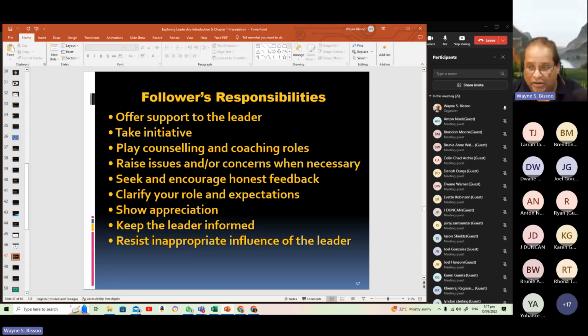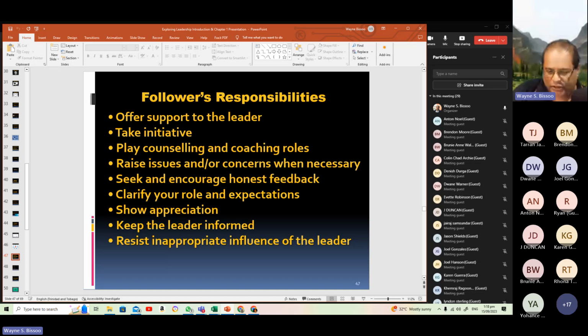Seek and encourage honest feedback. Well, that goes without saying. Getting honest feedback is something that not only assists the follower, but also assists the leader to pay attention and make sure they have the right perspective. Clarify your role as a follower and the expectations that the leader has of you, because if you're not sure what you're there for and what's expected of you, you may not understand what you need to be doing, and that's important.